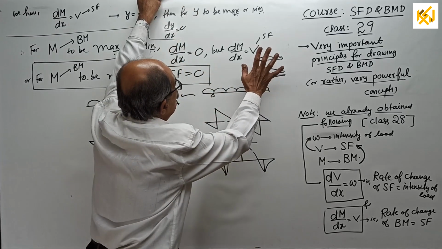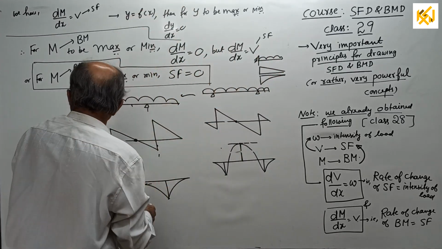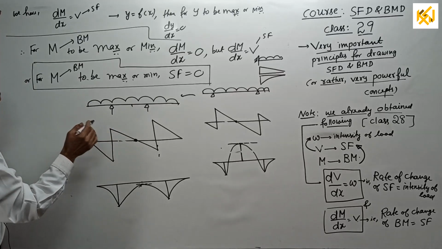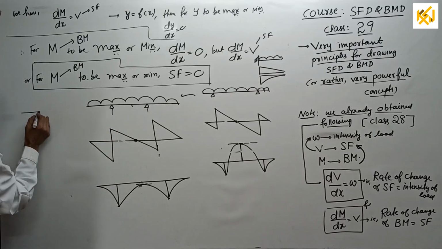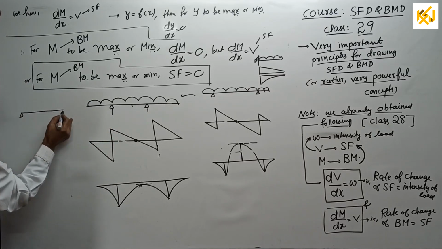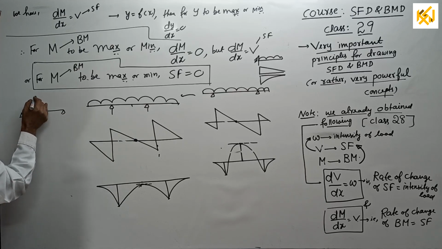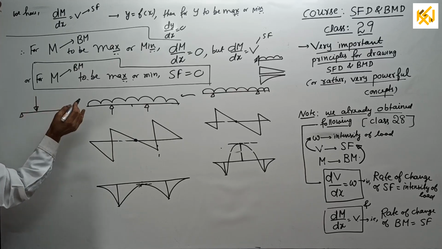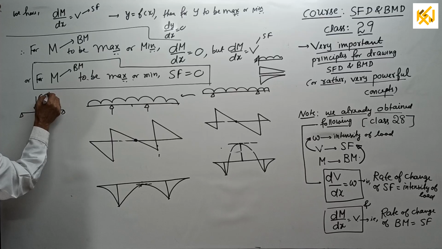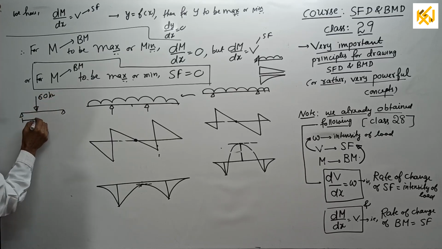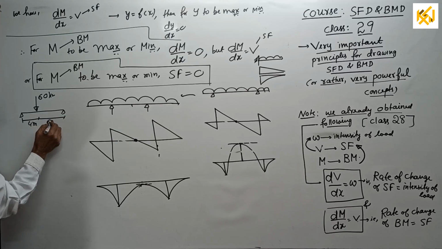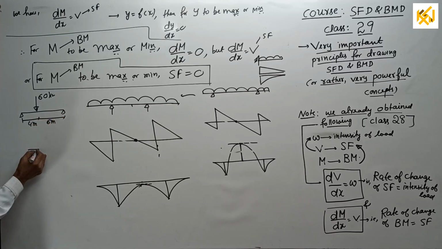And one more aspect I will tell here now. Very important. See, consider a simply supported beam, just for the time being. Any span will do. I will put a load here, a little eccentric load, a 60 kilonewton load. I will take this distance as 4 meter. This is 6 meter. I will draw the shearing force diagram.